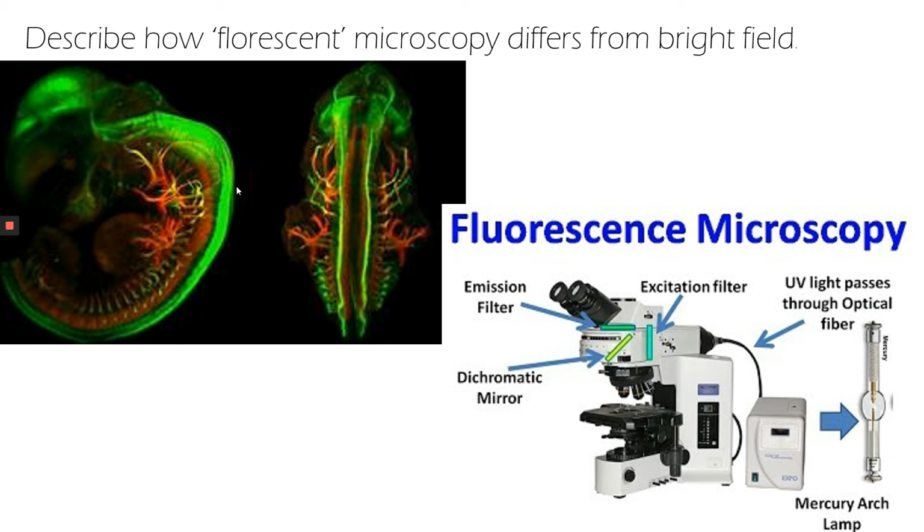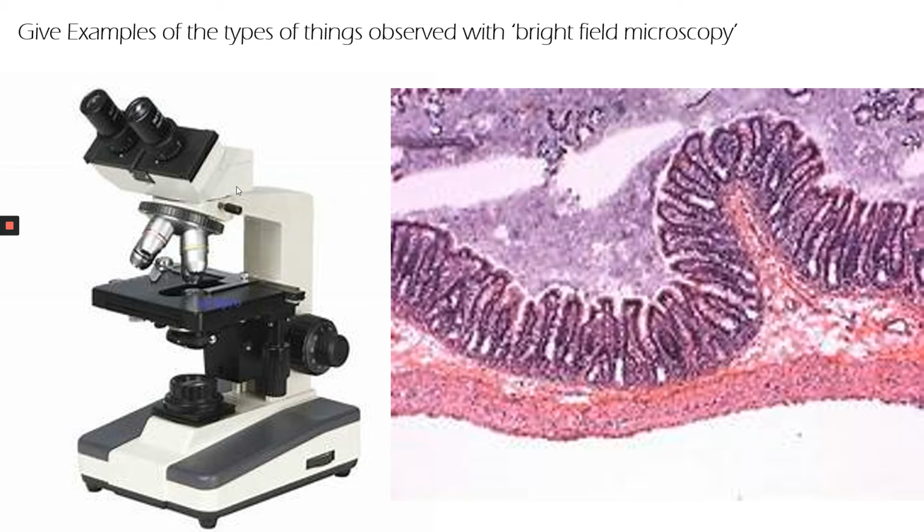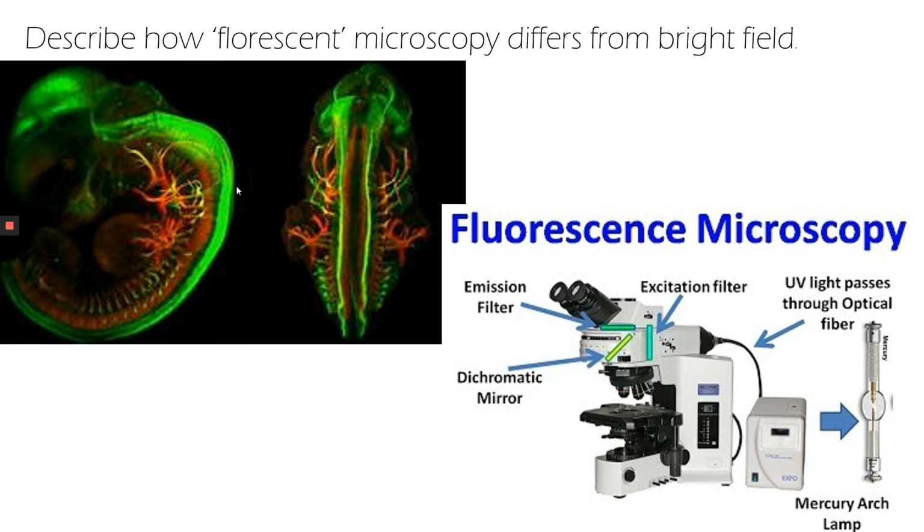There's then fluorescence microscopy. So if we compare the microscope on the left here with the one at the bottom right, we can see it's got things like an excitation filter, UV lights, optical fibers, mercury arc lamps, and dichromatic mirrors. So all this together gives us a much, much better view and nicer picture. So it uses fluorescent labels to bind to and visualize certain molecules or structures within cells or tissues.